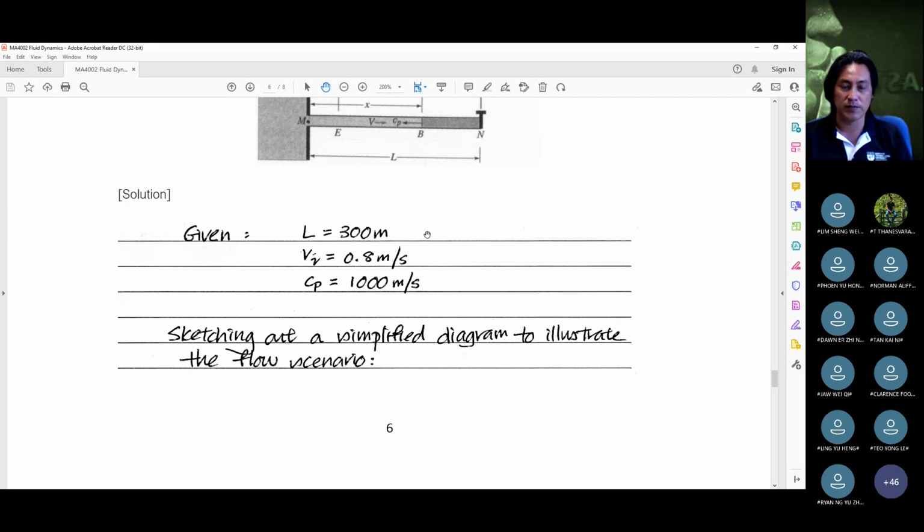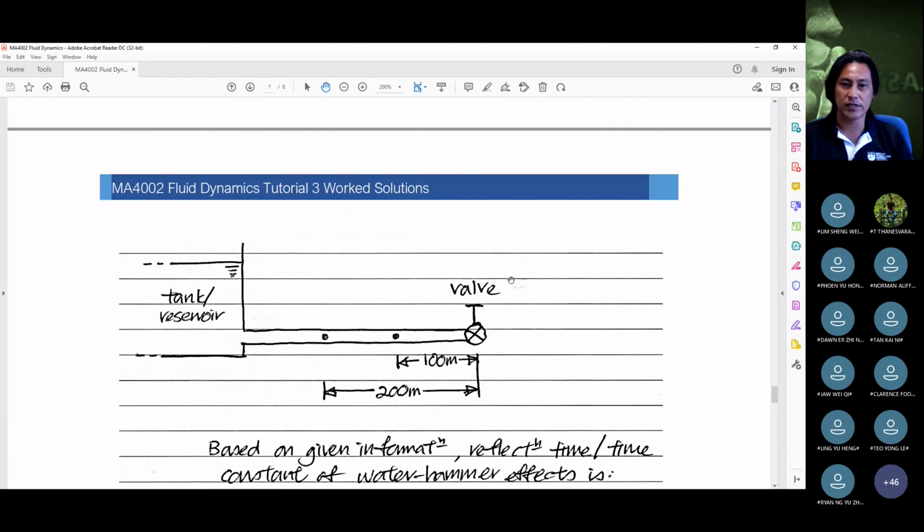So the pipe length is 300 meters, the initial velocity is 0.8 meters per second, and Cp or C, the velocity of the pressure wave, is 1,000 meters per second. Essentially this is what we have: a reservoir and a valve.